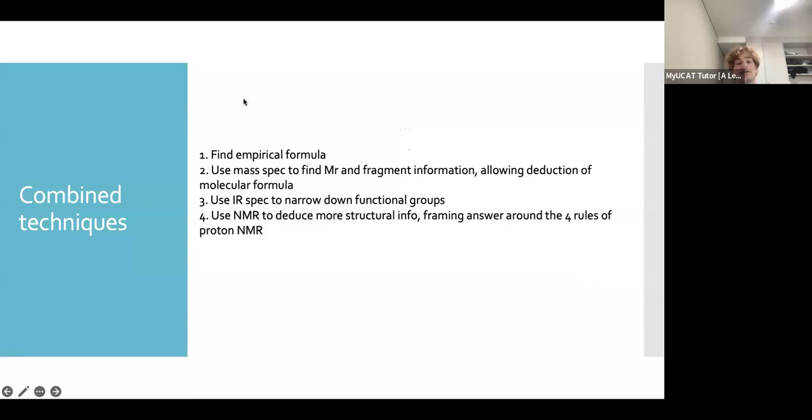Okay. So yeah, that's basically how we do combined techniques. And I'll go through a few examples of this, just so we can really get the exam technique down.